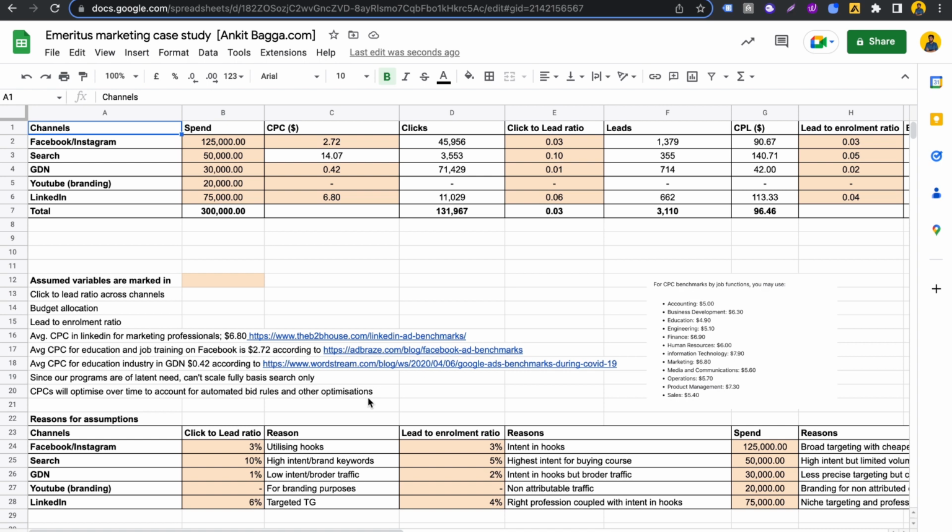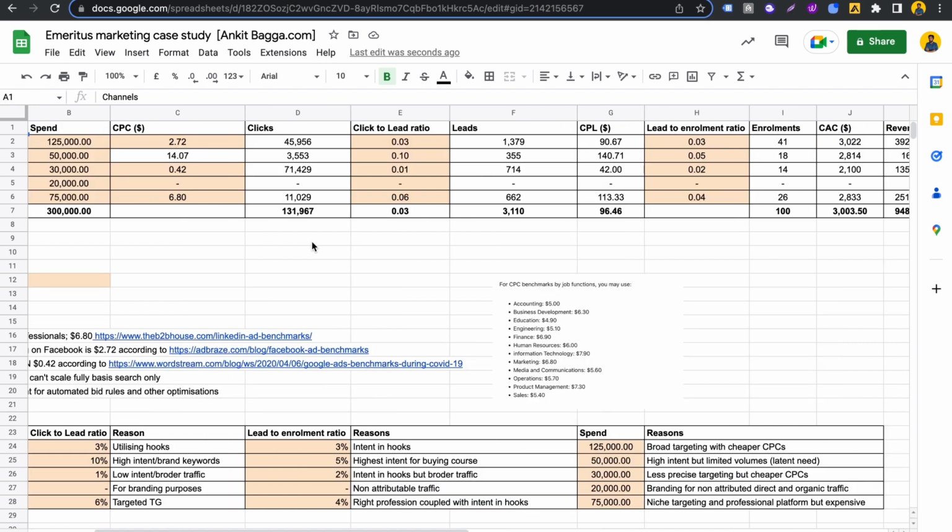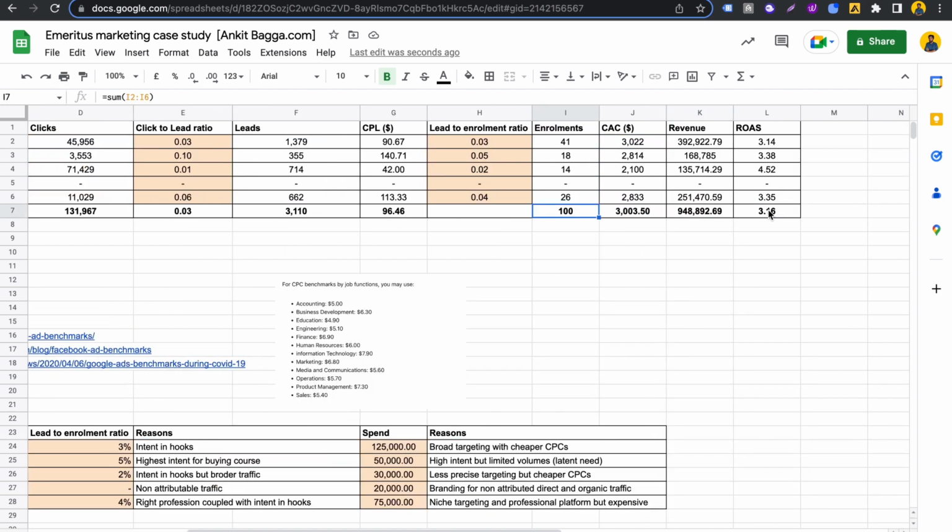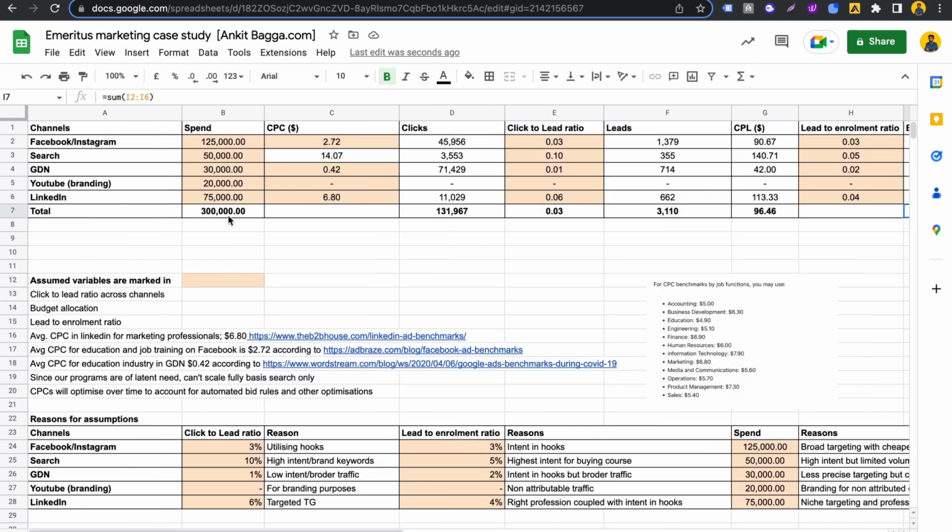Last up, this will be a little complicated, I can tell you, but if you hang on, I think it'll be easier for you to get a grasp of how you actually project. So the objective here is to get 100 enrollments at $300,000 spent. This is also in dollars. Okay, I'll just mention it here.